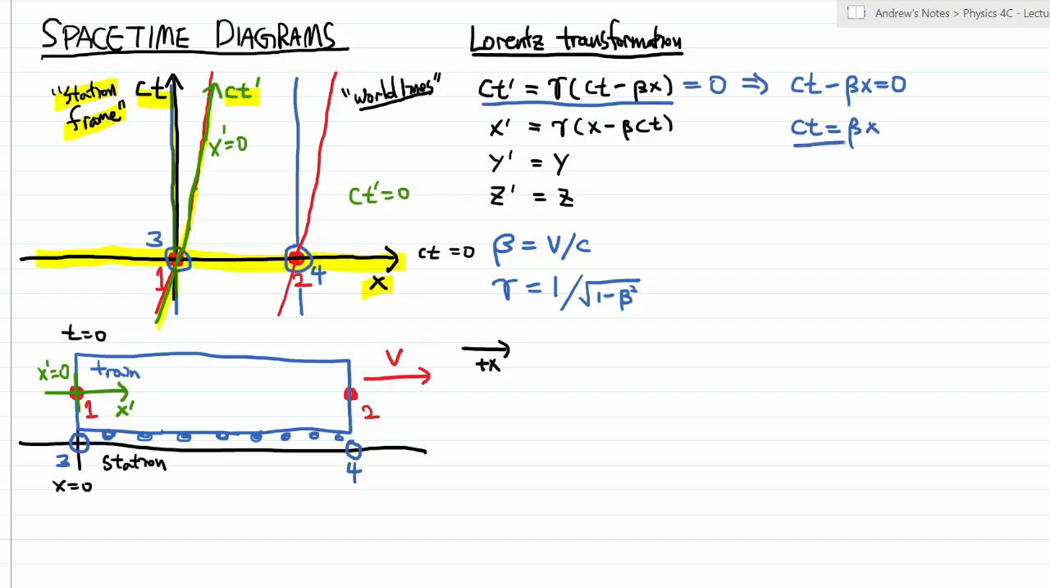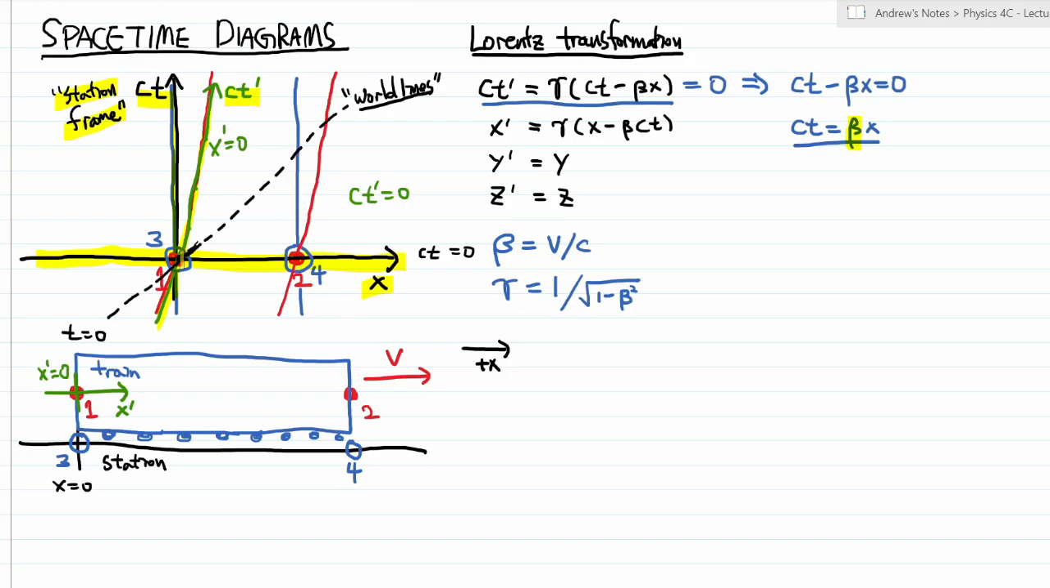This is an equation that defines a line on this graph. It basically says y is equal to beta x. It's describing a line with a slope beta. I think it's easier to see what that looks like if I first draw a line with a slope 1. That would represent the world line of something that's moving at the speed of light.